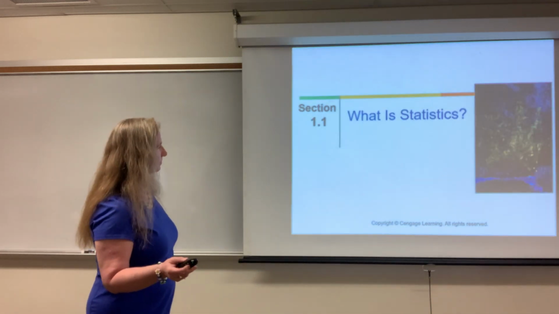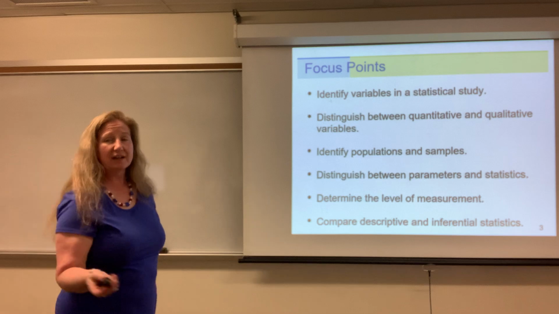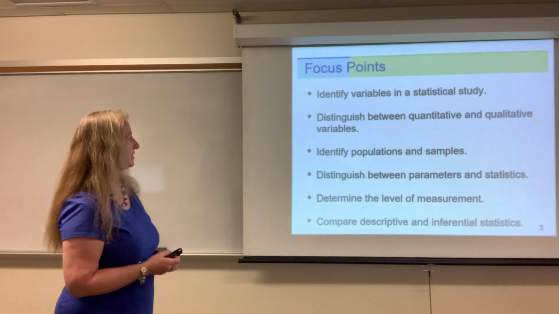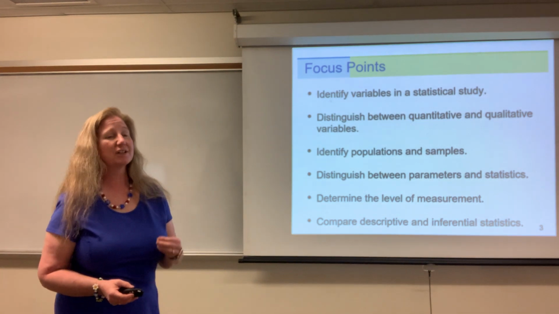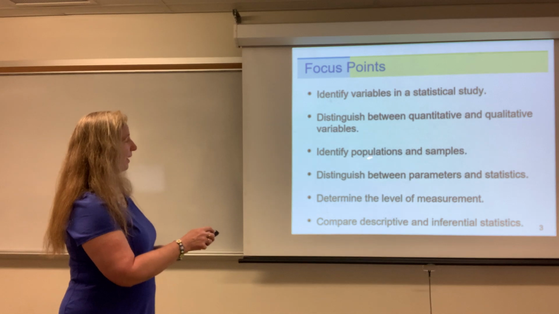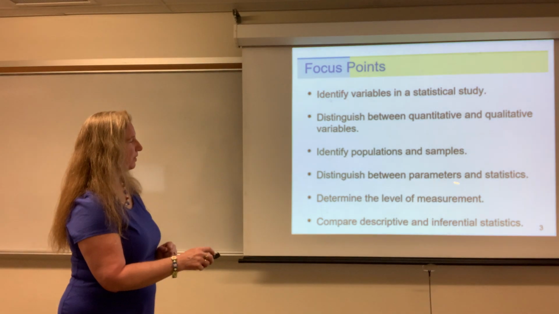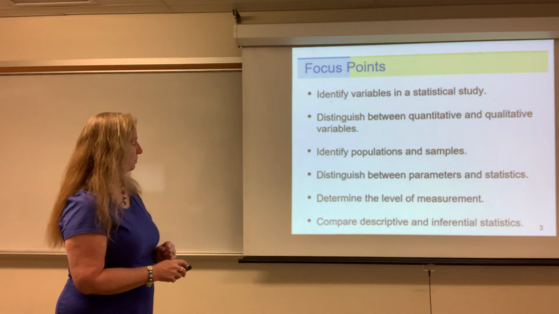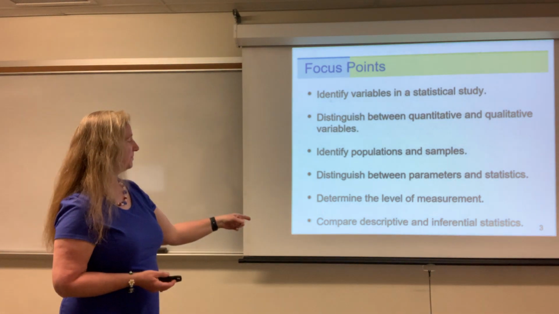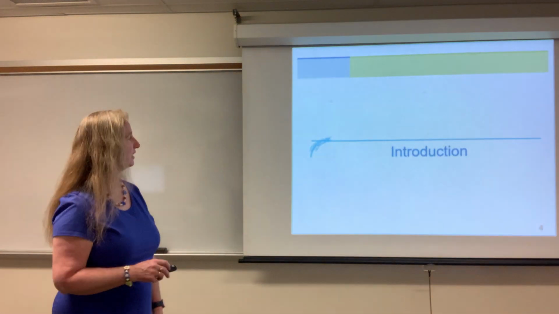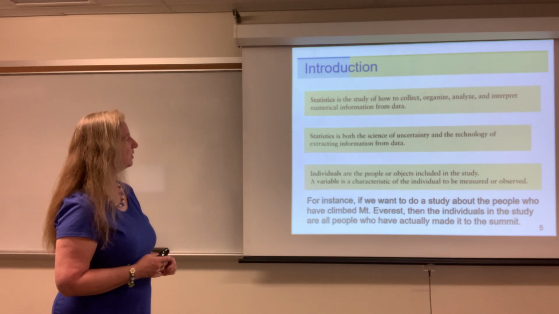So let's get started. So what is statistics? We need to identify variables. That may seem very simple, but honestly, sometimes that's a little trickier. We want to look at the difference between qualitative and quantitative, and you gotta slow down when you say those words. Population versus sample. Again, these are very important differences. Distinguish between parameters and statistics, the level of measurement. You may not ever have thought about how to classify data and what the data is like. Descriptive versus inferential, okay?